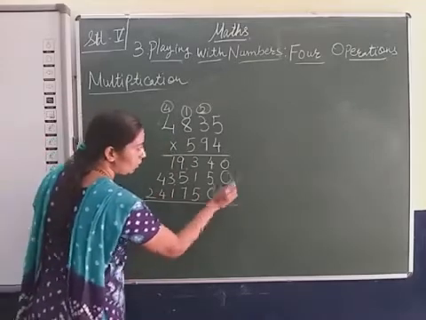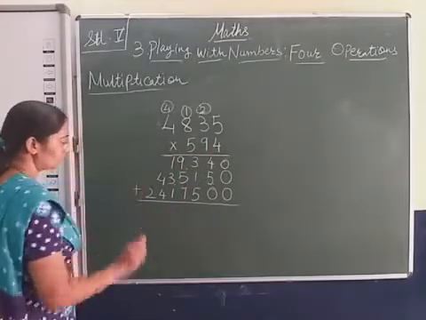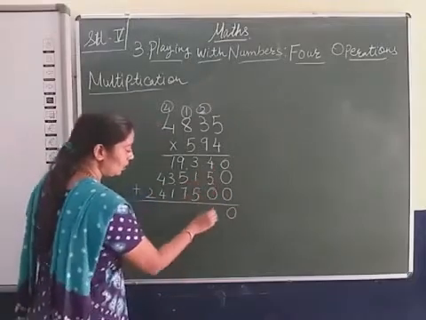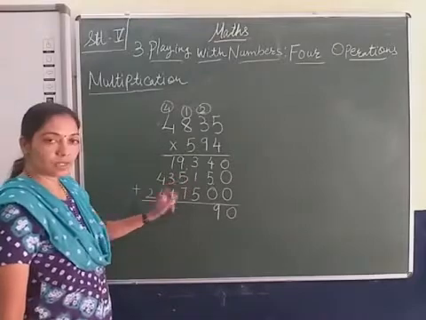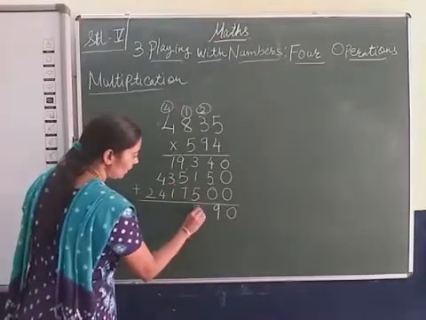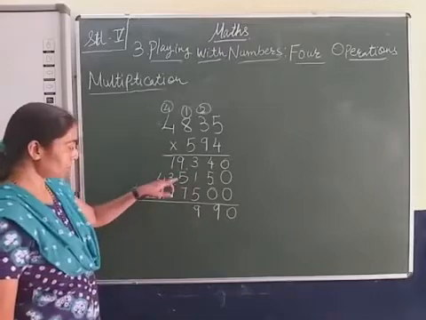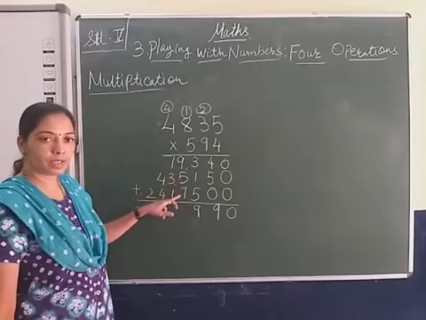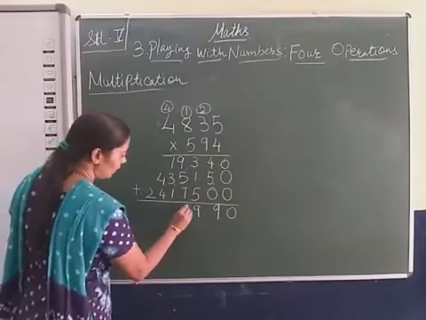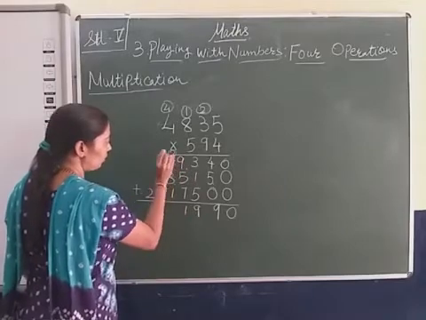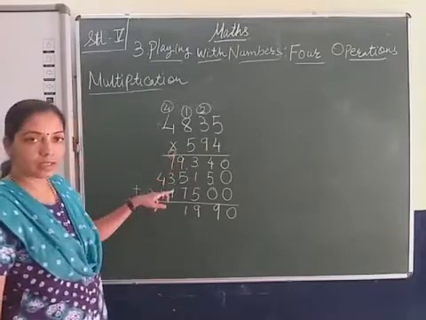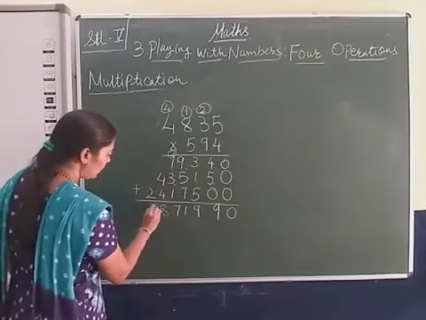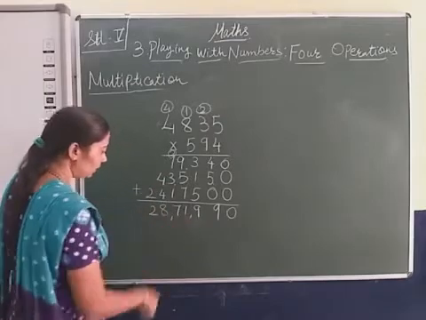Now we add all these products. We add this, starting from the ones: 0, 0. 4 plus 5, 9. 3 plus 1, 4. 4 plus 5, 9. 9 plus 5, 14, 14 plus 7, 21. 2 is carried forward. 2 plus 1, 3. 3 plus 3, 6. 6 plus 1, 7. 4 plus 4, 8, and here 2. Now we put the commas.